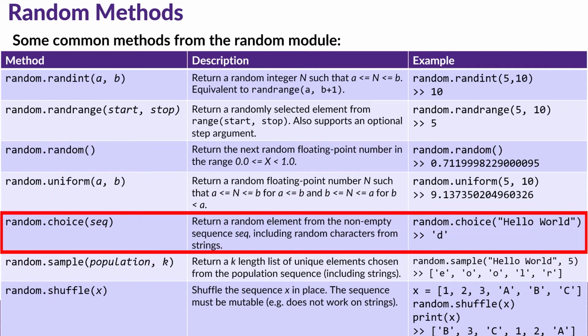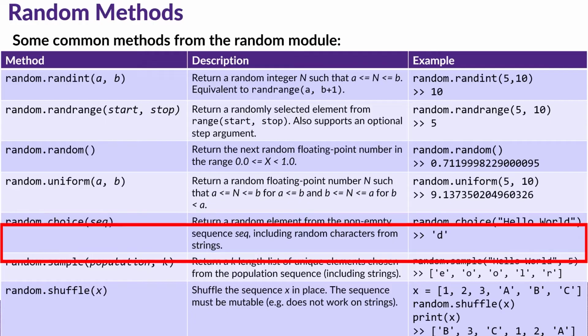Next up is the choice function. And this one's a bit more interesting than the other examples we've seen because it doesn't just return a random number. Instead, we give it a sequence, like a string, a list, or a tuple, and it returns an element from that sequence at random. So if we gave it, for example, the string hello world, it would return one character from that string at random. In the example we see on the screen right now, it's returning the letter D.